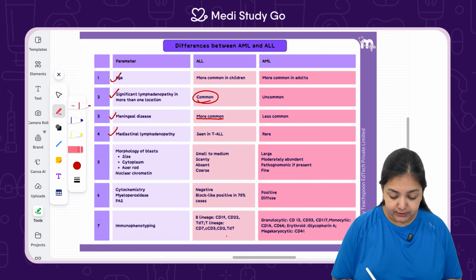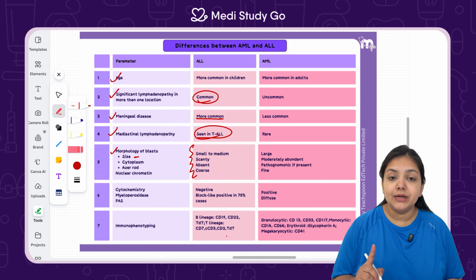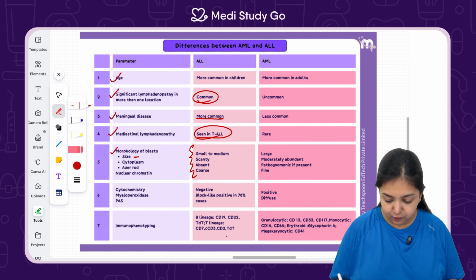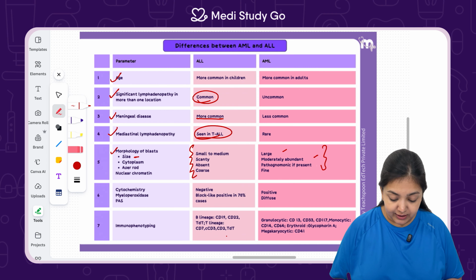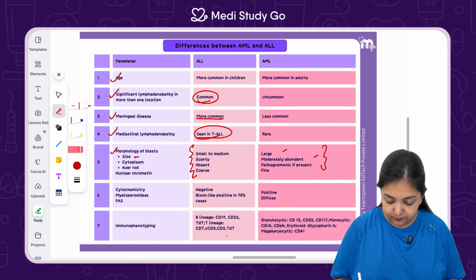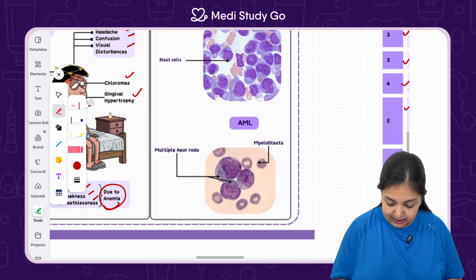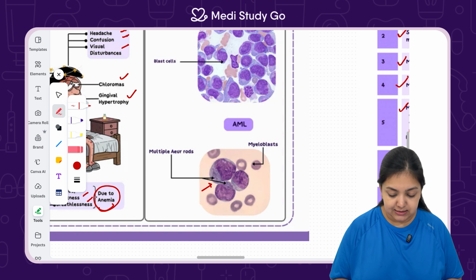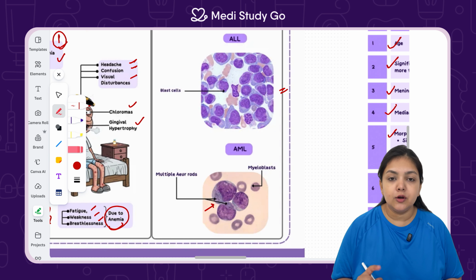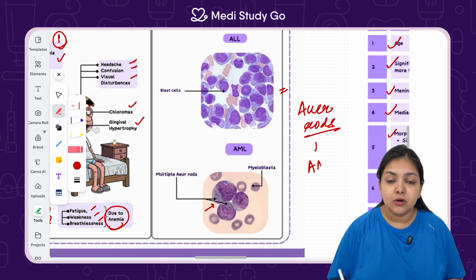Then mediastinal lymphadenopathy is seen in all the lymphoid leukemias. So morphology of the blast, the size is going to be, everything is going to be decreased for lymphoid cells and increased for myeloid cells. So the cells are going to be large with moderately abundant cytoplasm, whereas there is one pathognomonic feature which is present in myeloid and absent in lymphoid, that is Auer rods. Auer rods are seen on the peripheral smear as seen over here. They're going to be seen in the blast cells, whereas in lymphoid leukemia, they're not going to be present. So Auer rods is a pathognomonic feature for acute myeloid leukemia.